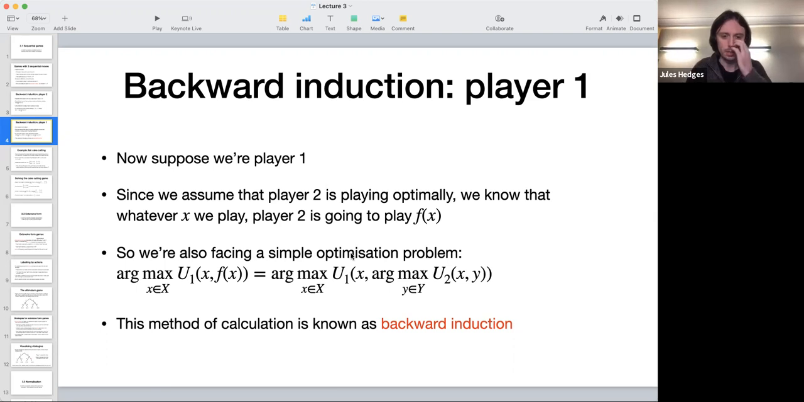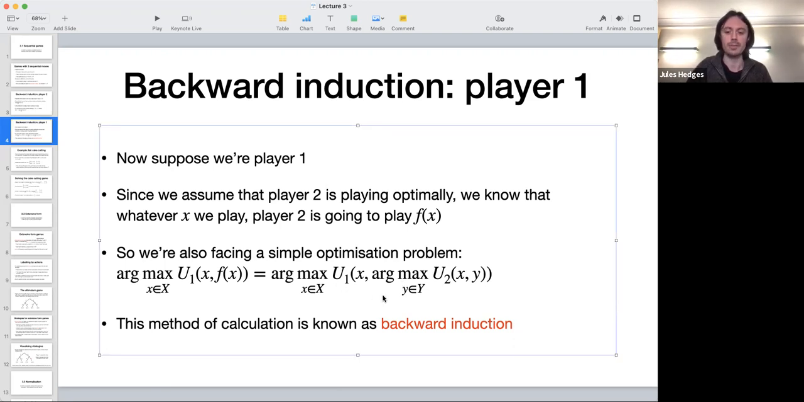You can see here that player one has to solve player two's optimization problem as a subproblem, because player one wants to calculate how player two is going to respond, and for that player one needs to put themselves into the shoes of player two. So this calculation method is called backward induction. We'll come back to this in a few videos' time.